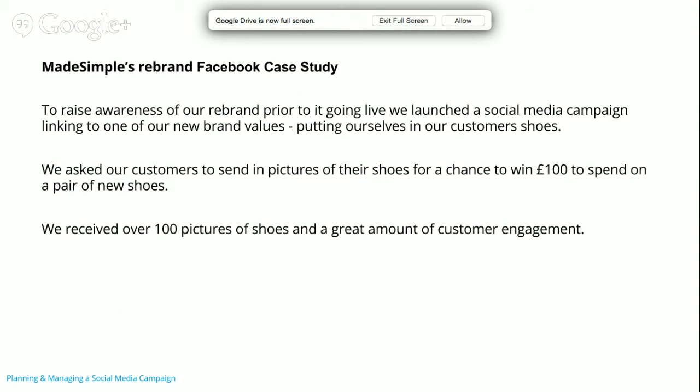So now I want to talk a little bit about what we did here at Made Simple, because we had an absolute need. Made Simple recently rebranded in September 2014, and any rebrand, for anybody who's ever gone through one, is not just about creating a nice new look and feel. It's very much about focusing on what the business is doing, who the business is, where that business is going. So you do a lot of soul searching as part of a rebrand program.